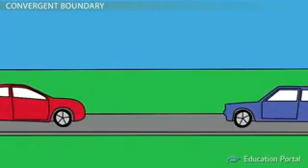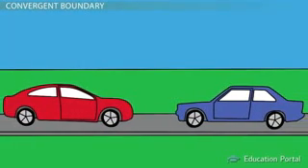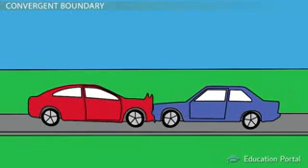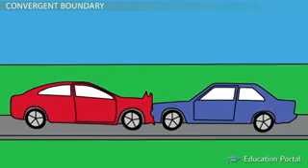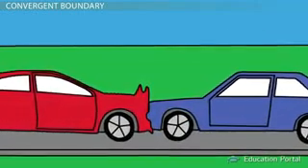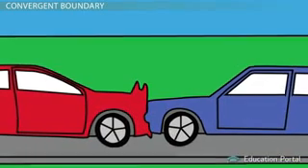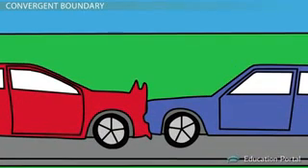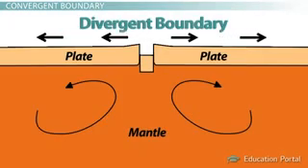A second way cars interact, unfortunately, is by colliding. When cars impact each other or another solid object, the energy is transferred to the cars themselves, showing up as dents, ripples, or cracks. Plates also show telltale signs of colliding too, depending on the kind of crust colliding.